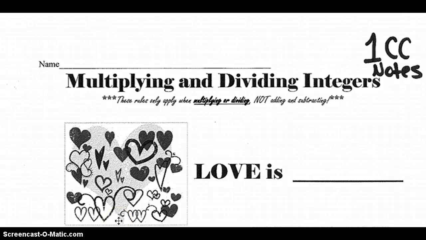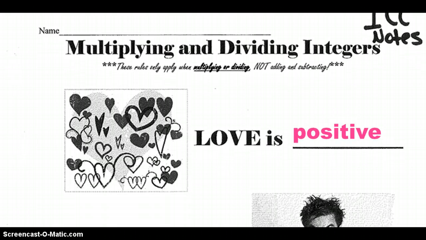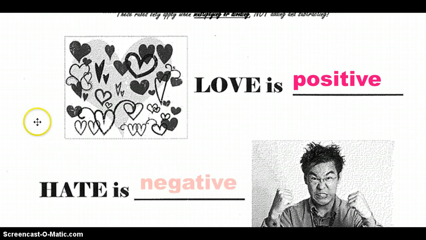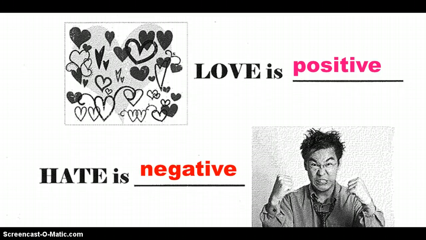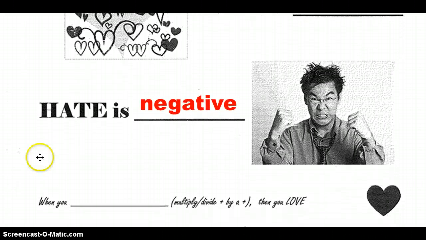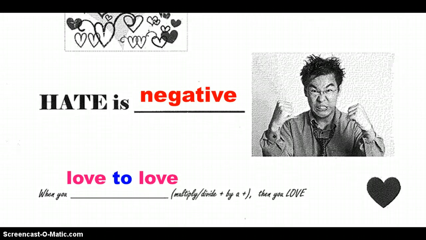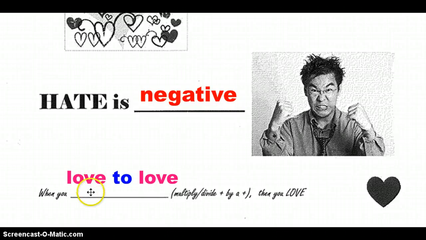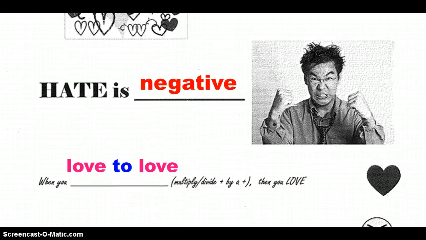These are the 1cc notes on multiplying and dividing integers. The first part of these notes is just a fun way to help you remember when you have a positive or negative answer. So in life, love is something that is positive, and hate is something that is negative. Now, if you love loving something, that means you love. So that will help you remember that if you are multiplying or dividing a positive by a positive, then you will get a positive answer.